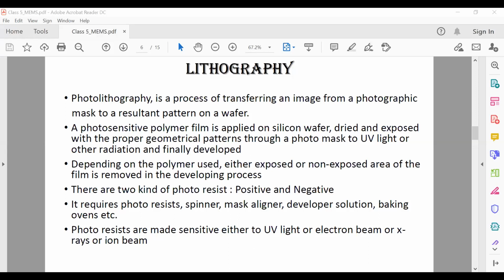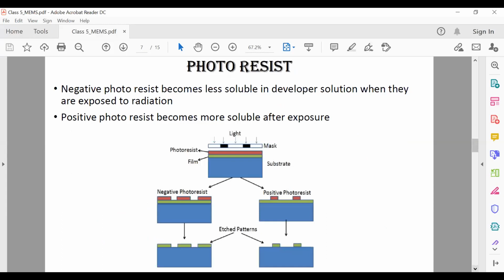Now, as I mentioned, there are two kinds of photoresist, positive and negative photoresist. They are complementary to each other as far as their properties are concerned. Negative photoresist becomes less soluble in developer solution when exposed to radiation. On the other hand, positive photoresist becomes more soluble after exposure.